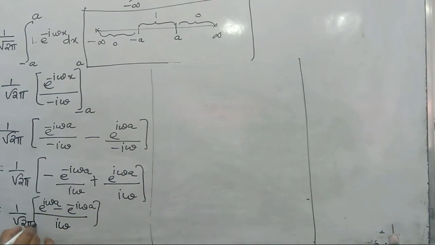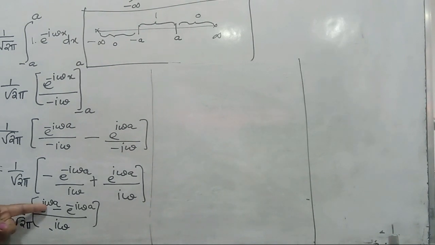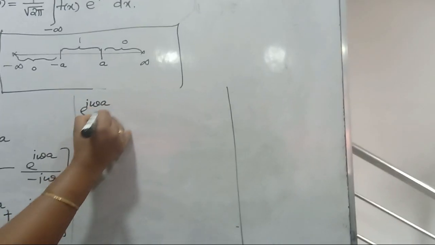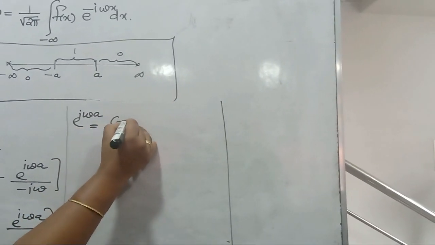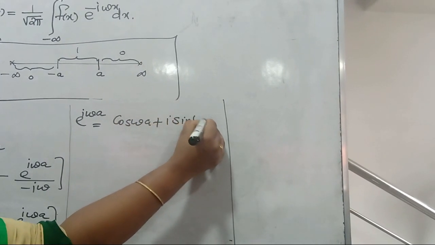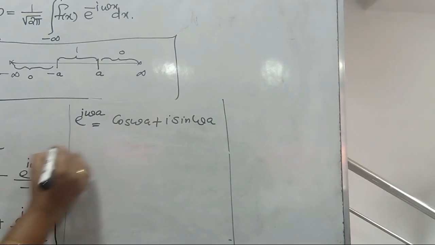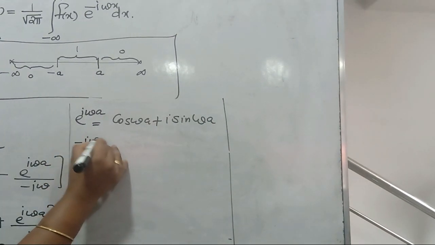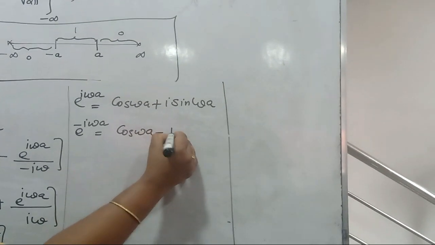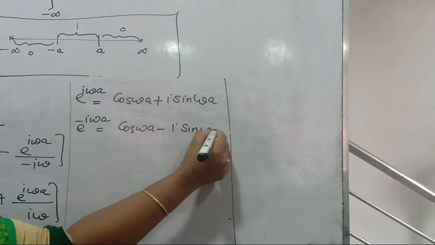Okay, so what is the expansion of e raised to i omega a? We know that e raised to i omega a is cos omega a plus i sin omega a, right? And e raised to minus i omega a is cos omega a minus i sin omega a, right?